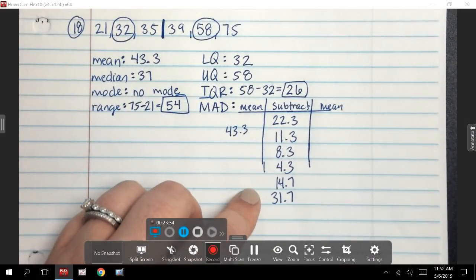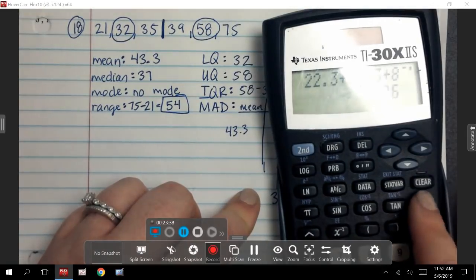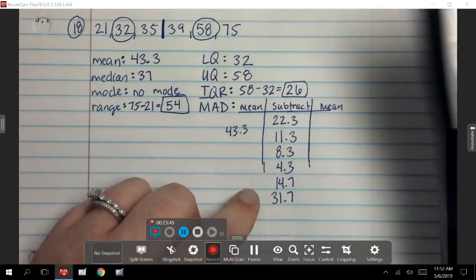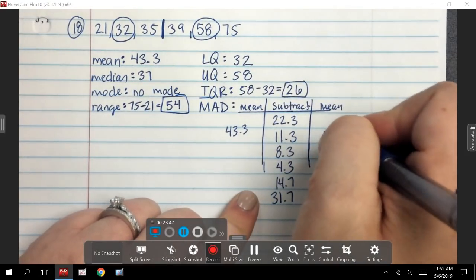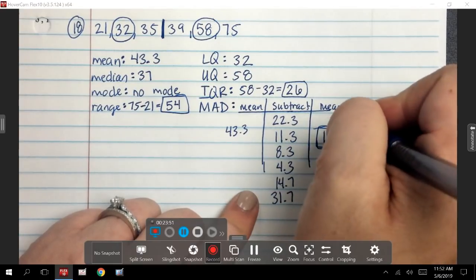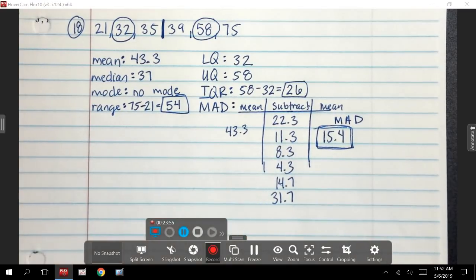Okay. Enter. 1, 2, 3, 4, 5, 6. I'm dividing that by 6 now. So divided by 6. And I get this repeating decimal. We're just going to round to the tenth. So we're going to do 15.4. That is my mean here. Okay, and that is my mean absolute deviation. That would be the MAD number that I would need.